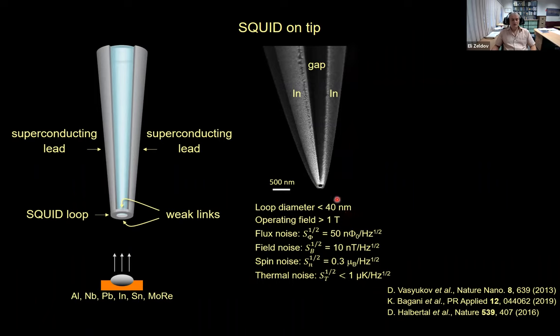They operate in fields of over a Tesla. Actually, for molybdenum, we can go up to 5 Tesla. They have very low flux noise, a very good field sensitivity, and in particular, they have extremely good spin sensitivity. Namely, if you ask yourself, how many spins can I detect if I put them at the apex of the tip? And the answer is 0.3 Bohr magneton per square root hertz. Namely, we have enough sensitivity to image the magnetic field of a single electron spin.